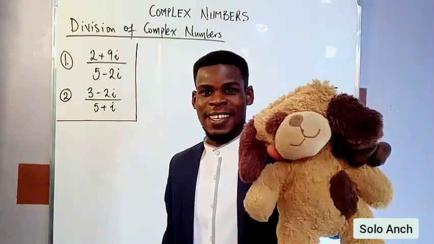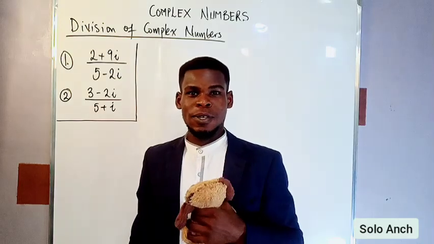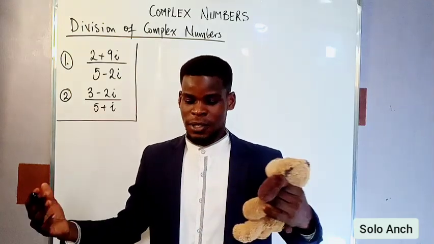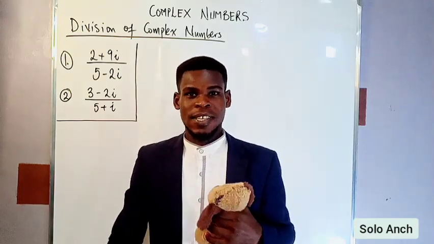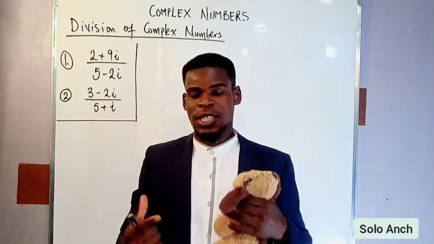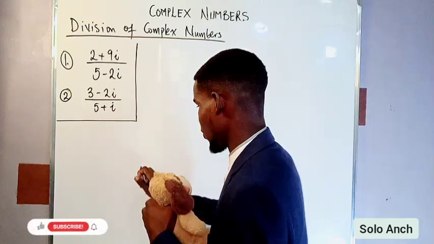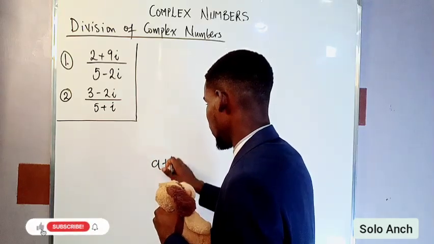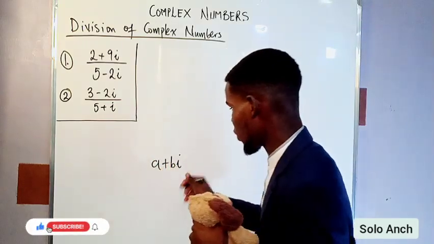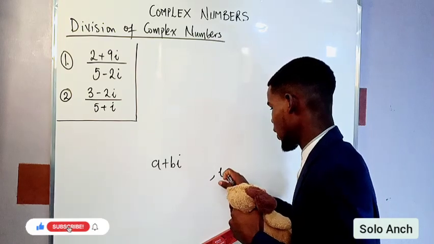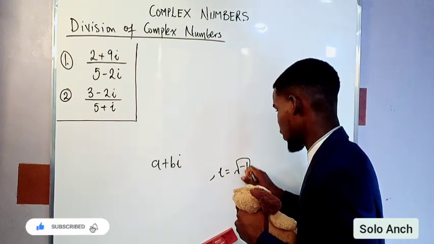Okay, in this video, we're going to treat examples on division of complex numbers. In our previous video, we treated a very general case, where we have an arbitrary complex number, let's say a plus bi. This is a complex number where this i is noted to be the square root of -1.